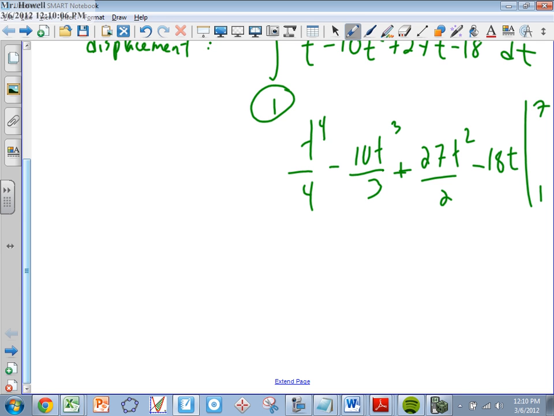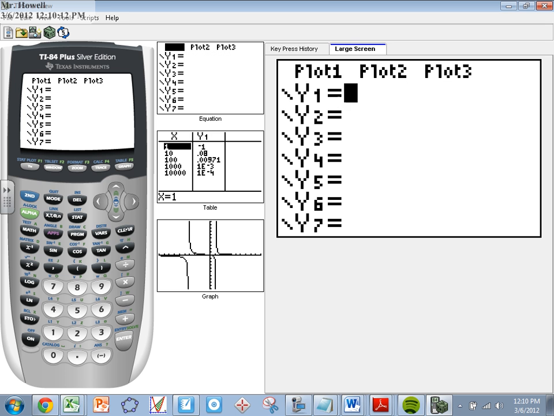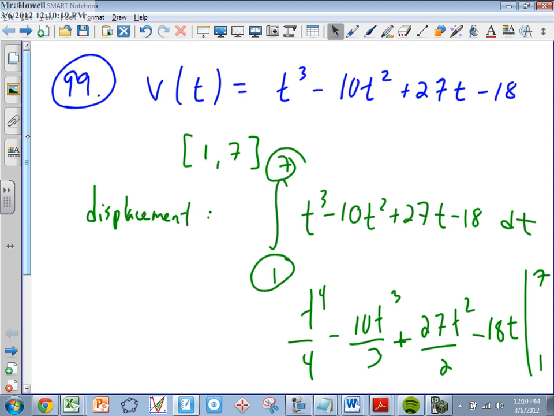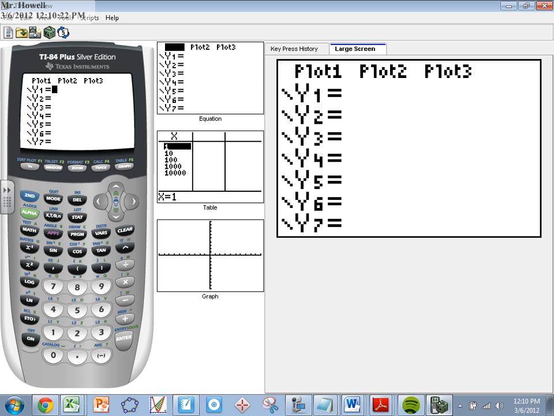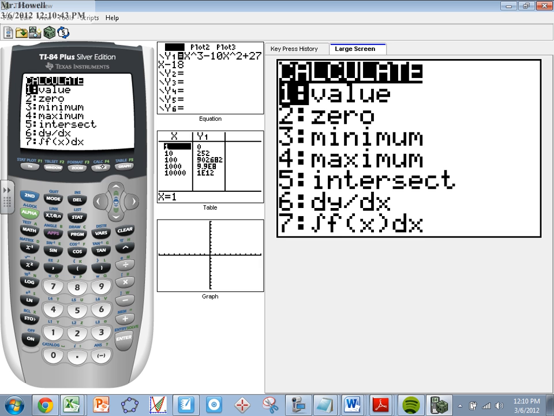All right, a simple way to check, here's what I'm going to do. I'm going to type the original function into my calculator, because you guys didn't do the work for it. Again, I assume you're going to do the work, but if no one does it, I'll check. t cubed minus 10t squared, so I start with x cubed minus 10x squared, and so on. So that's the original function. That's the velocity function. We want to integrate it. So second, calculate, number 7, the integral.